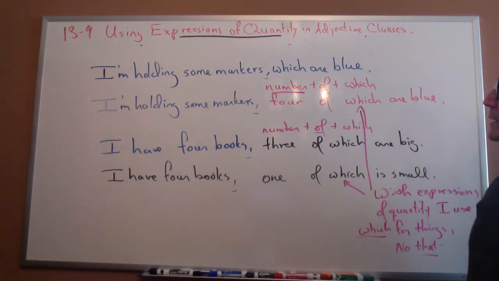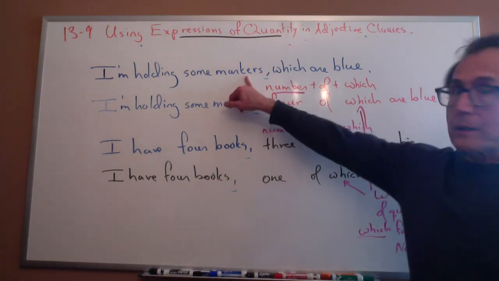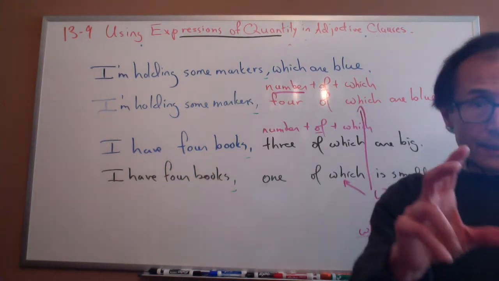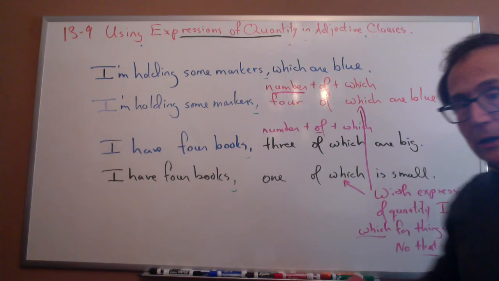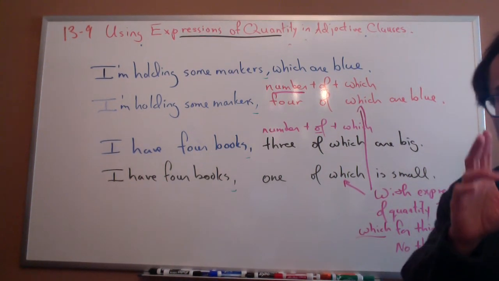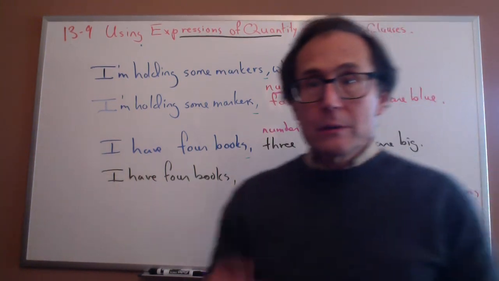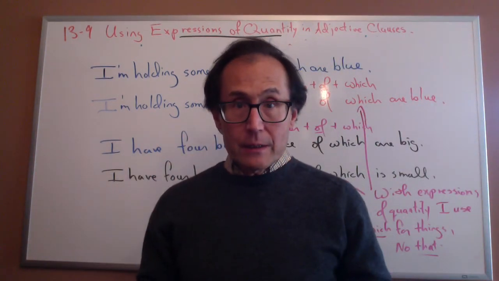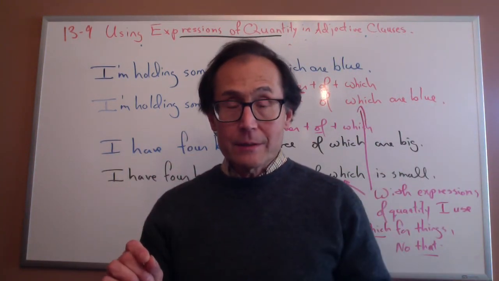What else do I want to talk to you about here? Okay. So here I'm talking about markers, which are a thing. So if I'm talking about a thing, I'm going to use which. I use which for things. But what do I do if I'm not talking about a thing? I'm talking about a person.